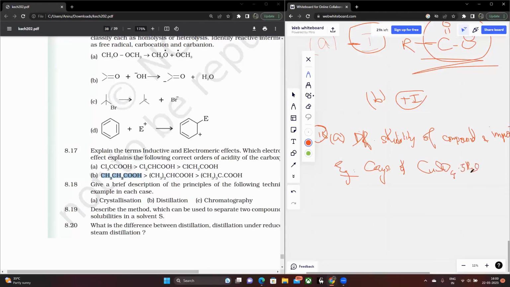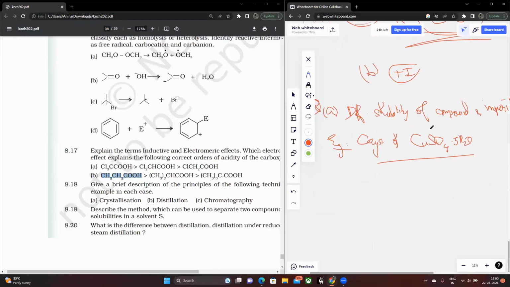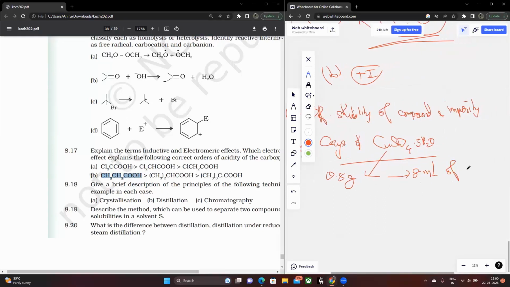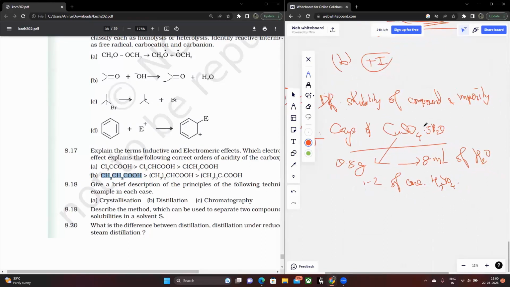CuSO4·5H2O, right? That's the example for crystallization. What you do is you dissolve approximately 0.8 grams of copper sulfate in 8 milliliters of water. You add 1-2 drops of concentrated sulfuric acid. I think it's concentrated, I'm not really sure. You add 1-2 drops of sulfuric acid to prevent the hydrolysis of copper sulfate.